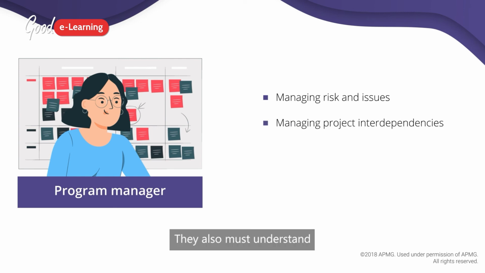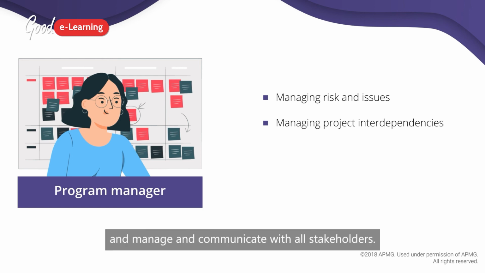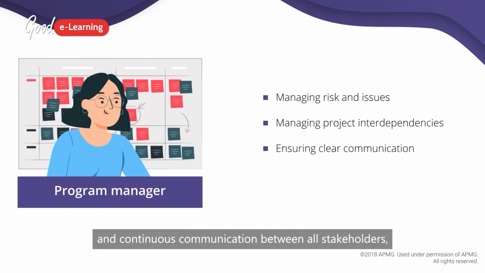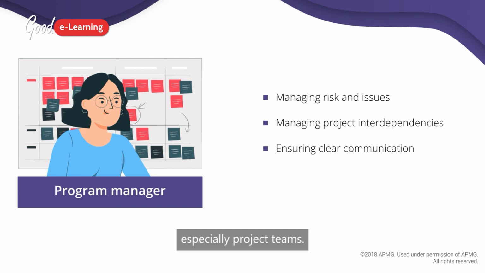They also must understand and manage project interdependencies, ensuring there are no overlaps between projects, manage inter-project conflicts, ensure that all reviews are carried out, and manage and communicate with all stakeholders. Together with the stakeholder engagement coordinator, they must ensure clear and continuous communication between all stakeholders, especially project teams.